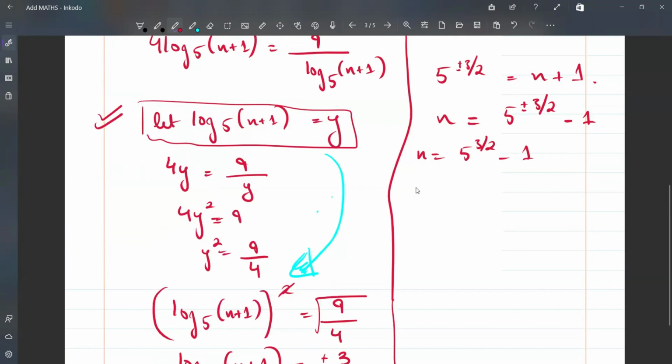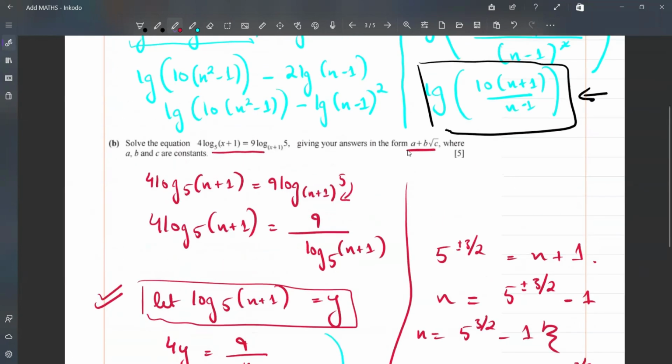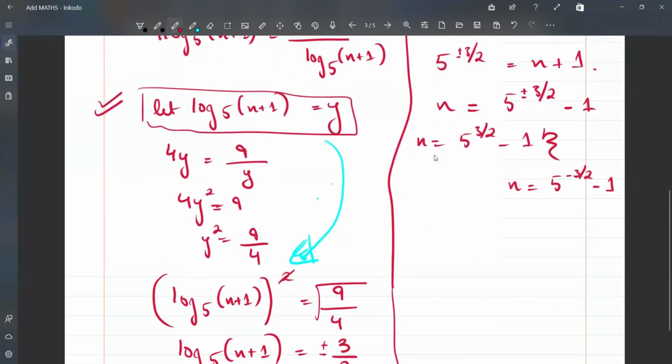In fact, both are the values of x, and x is equal to 5 to the power minus 3 upon 2 minus 1. So let me just solve it because we need to express it in this form. Okay, so if you simply solve it, this will be x is equal to 5 to the power 3 under root, minus 1, and x is equal to the square root of 5 cubed, which gives us 5 under root 5, minus 1.